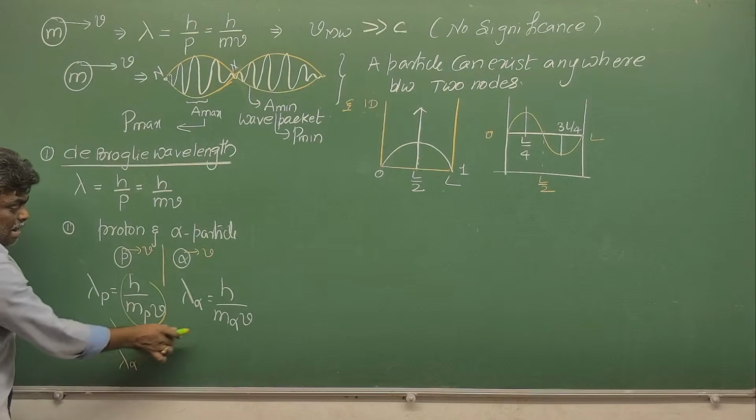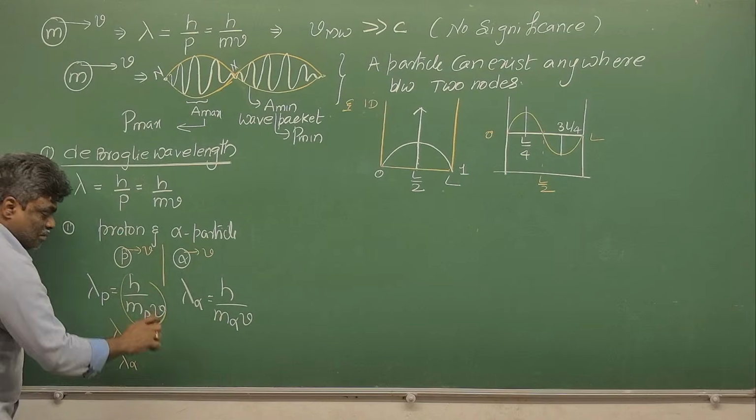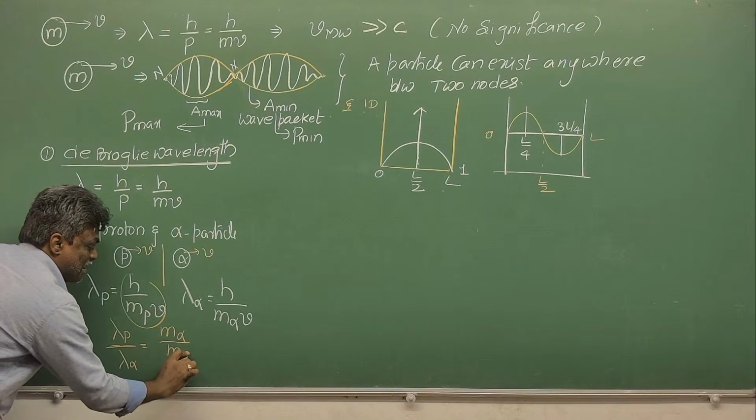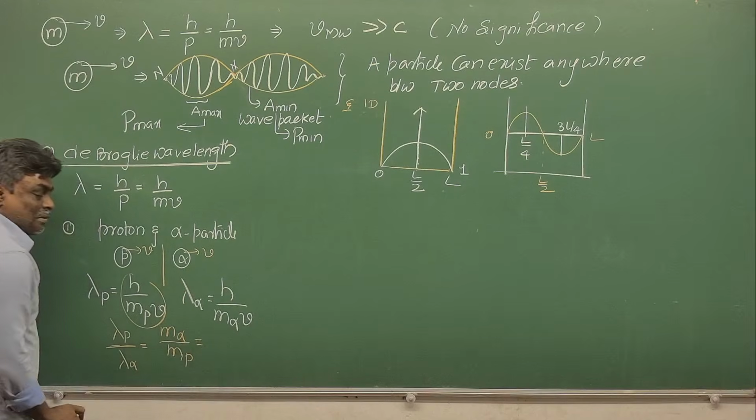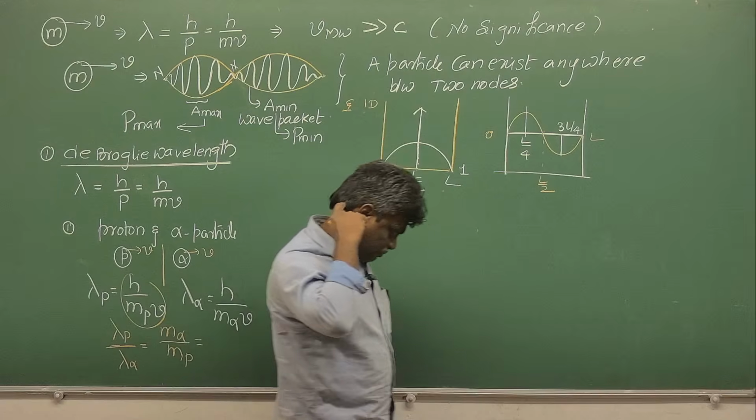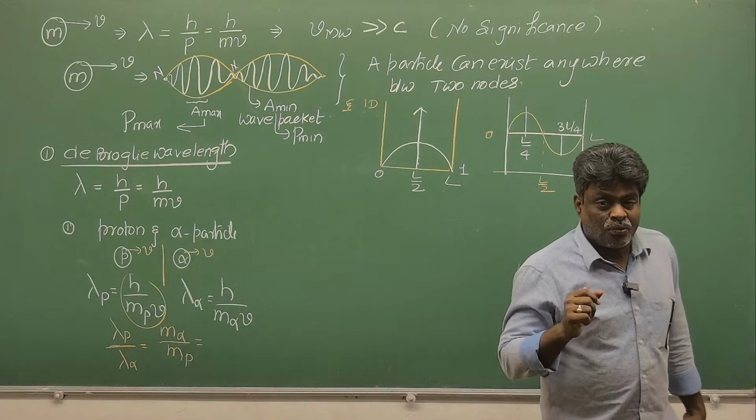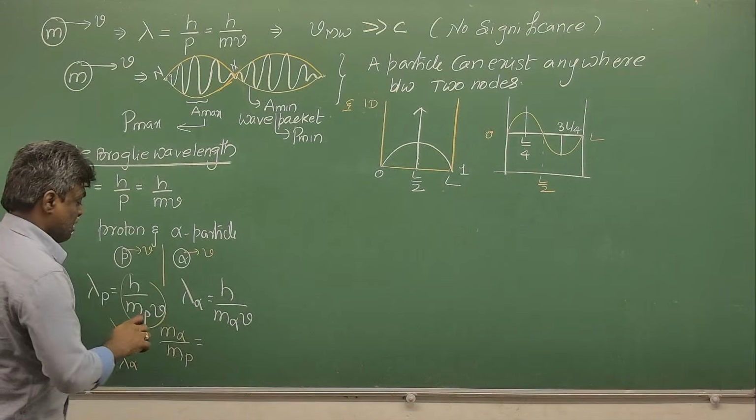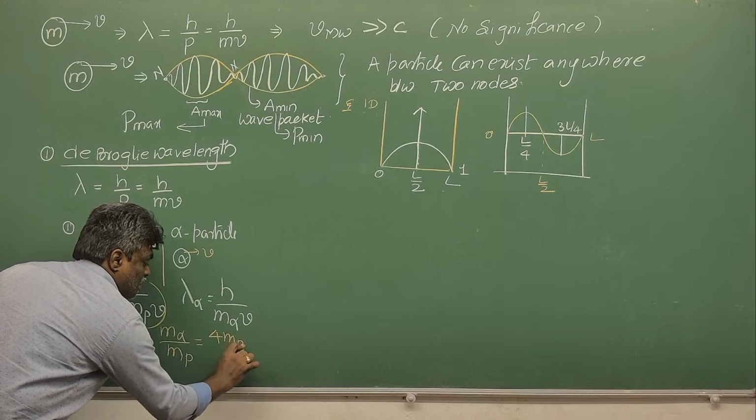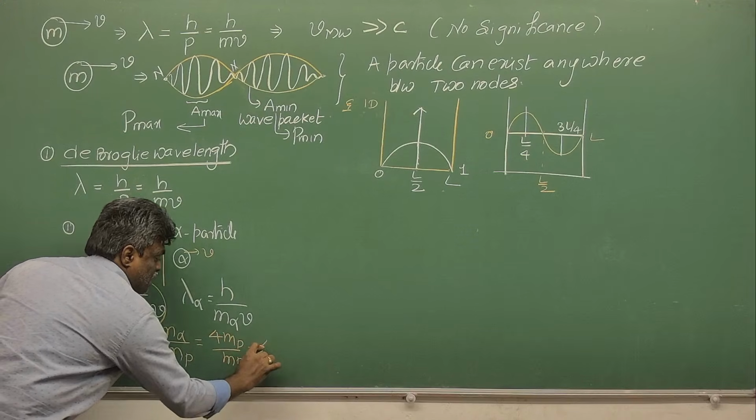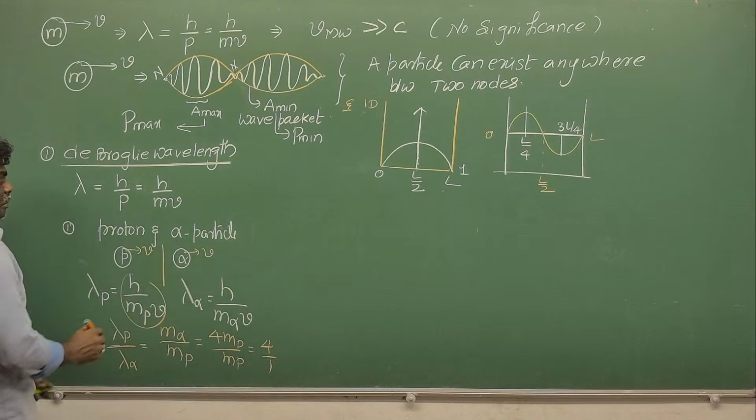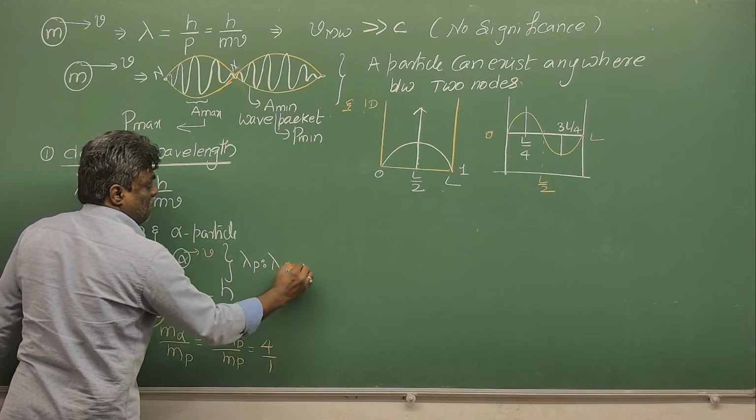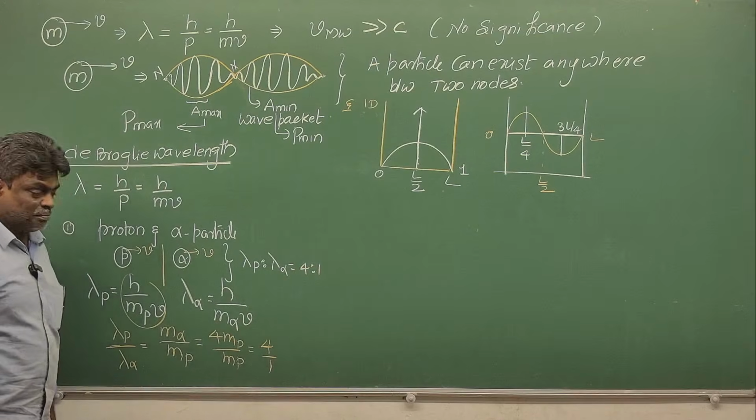In the denominator, lambda alpha. I hope everybody understands, it becomes m alpha by mp. The mass of the alpha particle is 4 times the mass of a proton. That's why 4 times mass of proton by mass of proton, this is equal to 4 by 1. Okay. Lambda of proton to lambda of alpha equals 4:1. Next question, sir.